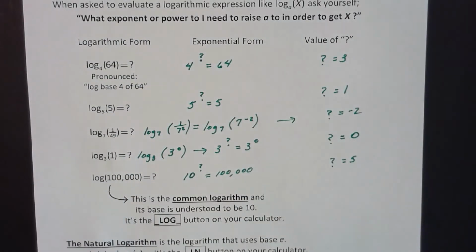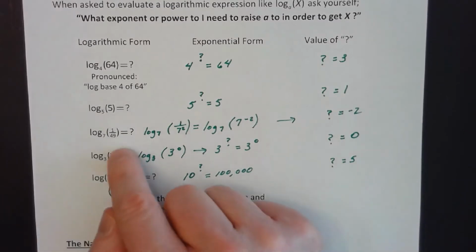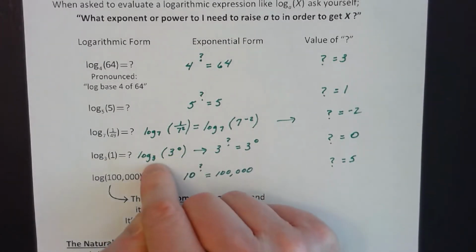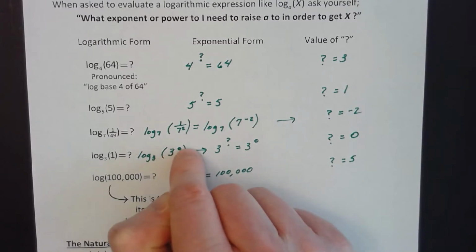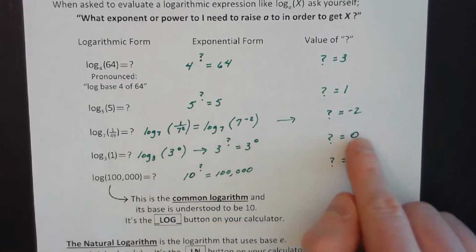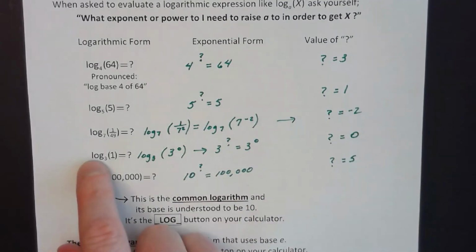Now, log base 3 of 1. Well, you're supposed to remember any number to the 0 power is 1. So I could rewrite that 1 on the inside as 3 to the 0 power. And then it's literally asking you, what power of 3 is 3 to the 0 power? Clearly, it's 0. Your answer to this is 0.